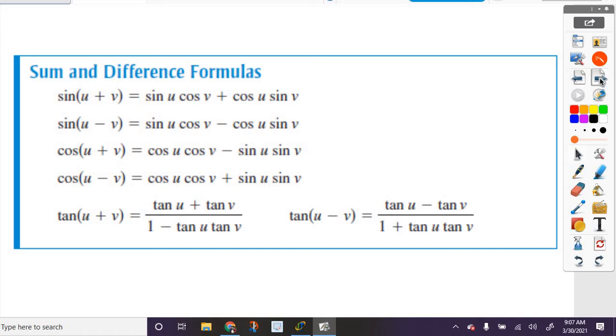Now, you do not need to have these memorized. I will give them to you on your test. You just need to know how to apply them. So make sure that you go ahead and snap a picture or write these down real quick, just so that you have reference to them as you're working on these examples in the notes, but also in your homework. These are also in your book if you need to refer back to them.